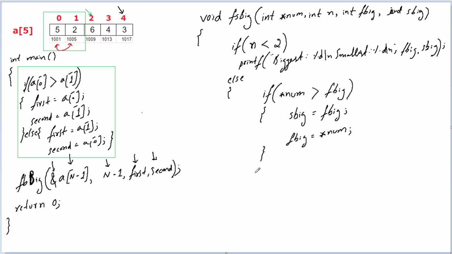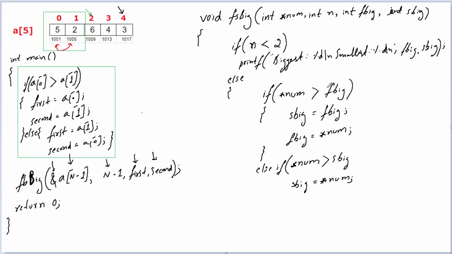That's it. So else if there is another condition, that new value may not be greater than f big, but it might be greater than s big, right? So we could check for that condition too inside an else if condition. So else if star num is greater than s big, in that case, transfer the value of star num to s big because it's bigger than s big. So we could check for one more condition here.